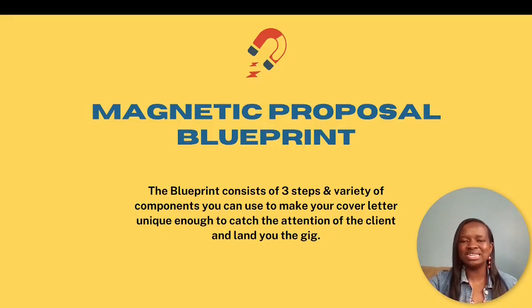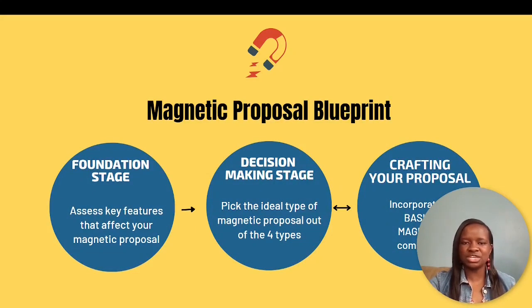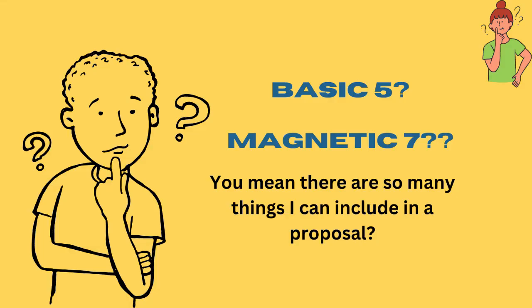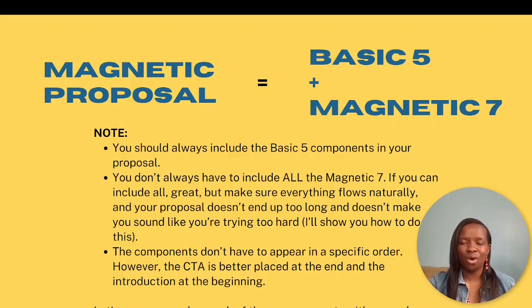So what is the magnetic proposal blueprint? How do you write a magnetic proposal? There are 3 steps: the foundation stage, the decision-making stage, and the crafting of your proposal. And guys, the meat is in crafting your proposal. That is incorporating the basic 5 and the magnetic 7. You have to include these 5. These are the basics. They're very important because they form the base of your proposal. These are the components that make up a magnetic proposal: the basic 5 and the magnetic 7.